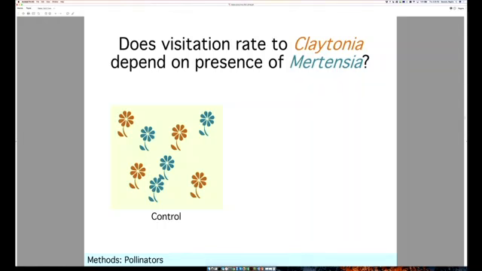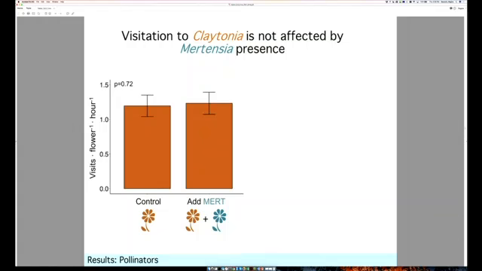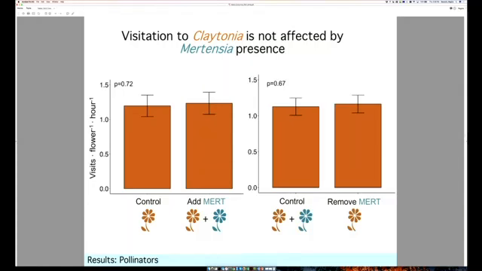So I also started at sites where I had both Claytonia and Mertensia present, and I removed Mertensia from these plots. And after many observation hours, it seems that visitation rate to Claytonia is actually not affected by the presence of Mertensia, at least at the scale that I was manipulating these plants. So when I compare control plots to plots where I've added Mertensia, we're not seeing a difference in visitation rate. And when I do the opposite experiment, removing Mertensia, again, I'm not really seeing a strong difference.